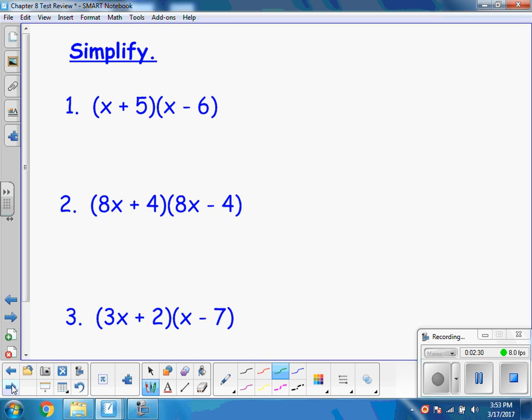Okay, simplifying this guy, I'm going to do a FOIL. So anytime you can go ahead and just try to beat me to solving it. Press pause, you work it out. In fact, that would be best. So pause, why don't you work out these 3 problems, and let's see what we come up with.